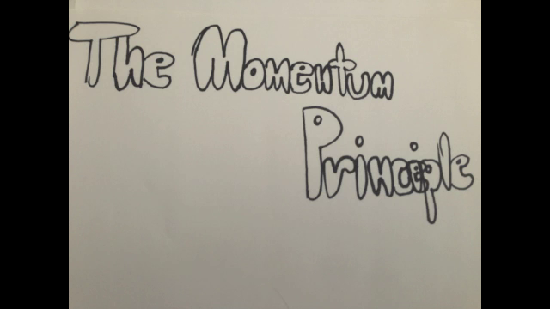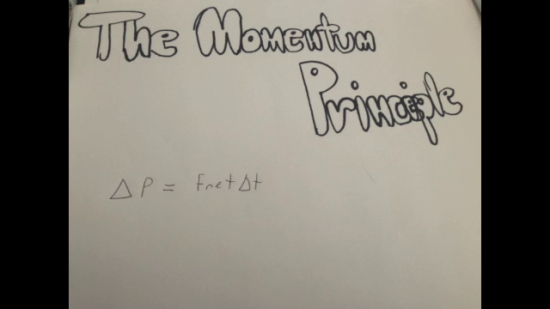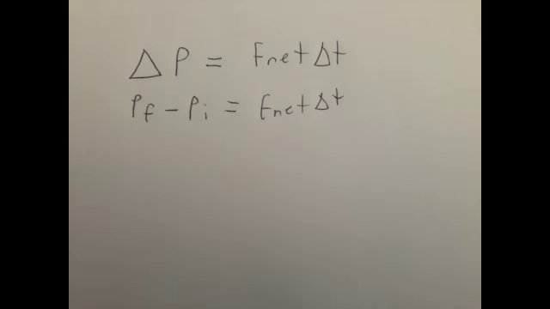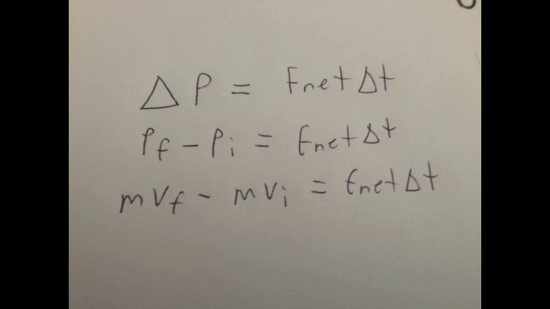The momentum principle is delta P equals F net delta T. It allows us to derive and use very many useful equations. Let's derive an equation for velocity. Delta P can be rewritten as P final minus P initial. The P's can also be rewritten because P equals mv from Newton's second law. Therefore, the P's become mv final minus mv initial, respectively.